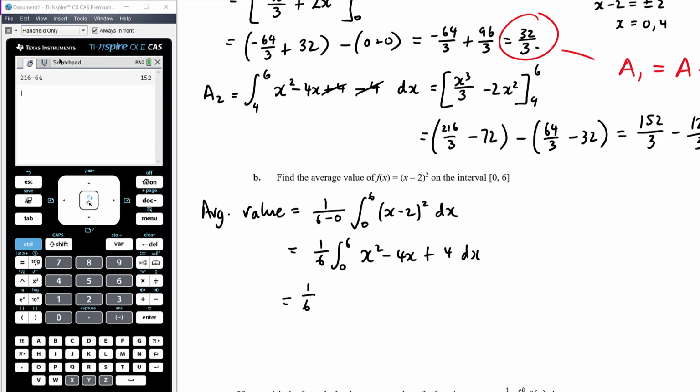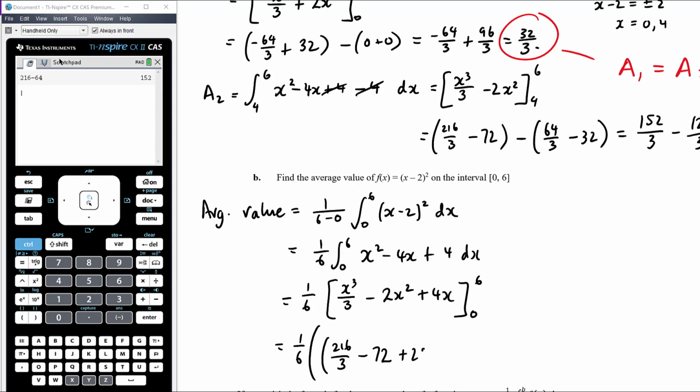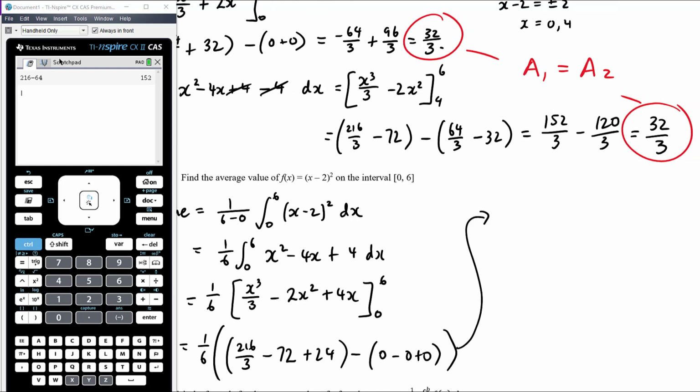Okay, so it's 1/6, and then that's going to be x cubed on 3 minus 2x squared plus 4x. Okay, so we're going to have 1/6. We're going to sub in 6, so it's 216 on 3 minus 2 times 36, which is 72, and plus 4 times 6, which is 24, and then we're subtracting 0.